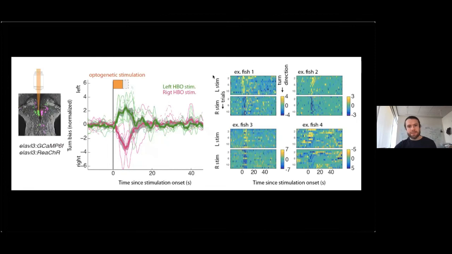You can see here, for example, that consistently when you stimulate the left side of the brain, the fish will turn more to the left, and if you stimulate the right side of the brain, the fish will turn more to the right. You can see that this turn bias outlasts the period of stimulation by several seconds, consistent with the long time scales that we see in the behavior. We also did the opposite experiment, where we ablated either one cluster on one side of the brain or the other cluster on the other side. And there we found that we could bias swimming away from the ablated direction.